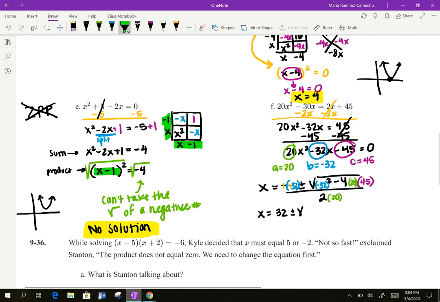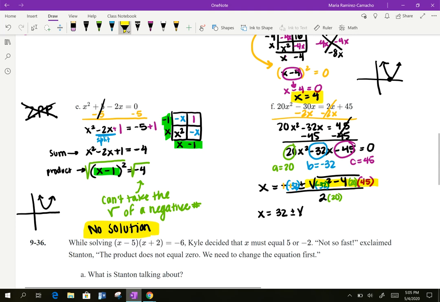So in my calculator, I'm going to plug this as a whole. Why did I pick this color? You can't even see the green. I'm going to plug this entire thing. So you can't see this, but on my calculator at home, I'm plugging in the square root of parentheses negative 32 close parentheses squared minus 4 parentheses 20 parentheses 45, enter. Ooh, error.